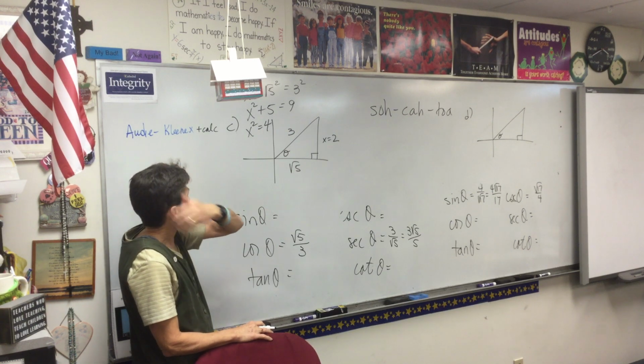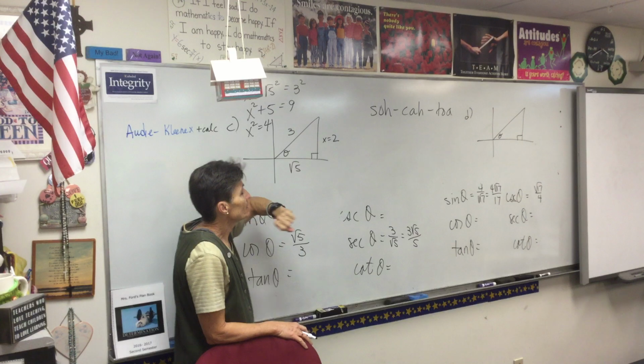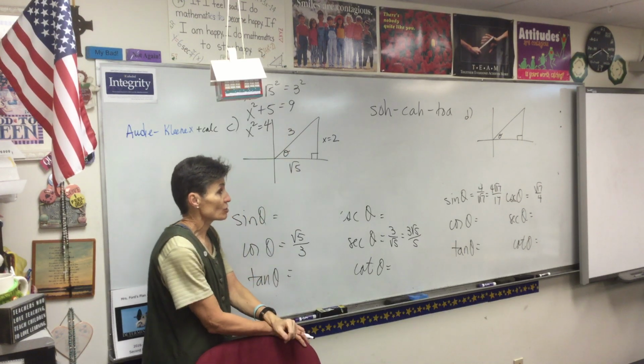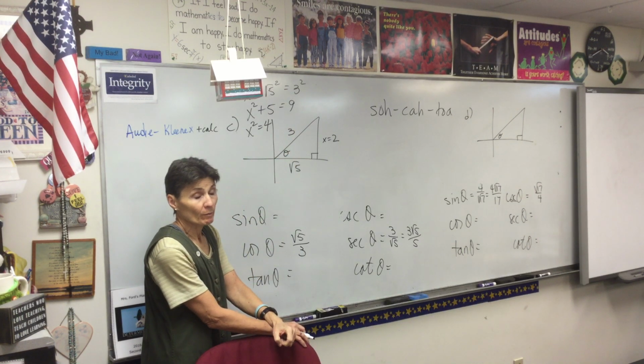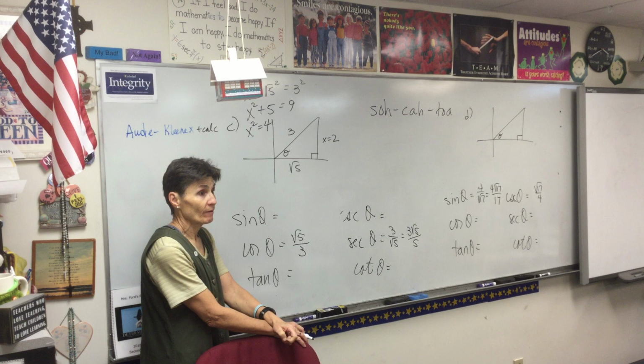By the way, I hate to interrupt your thought process, but remember when you're doing the Pythagorean Theorem and you're squaring the square root of 5, the square root of 5 squared is just 5.